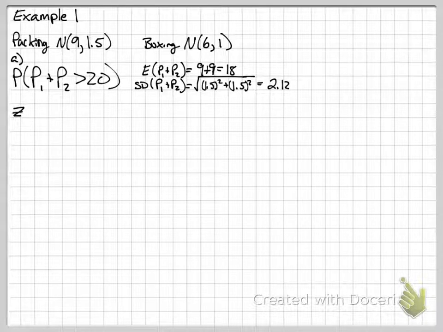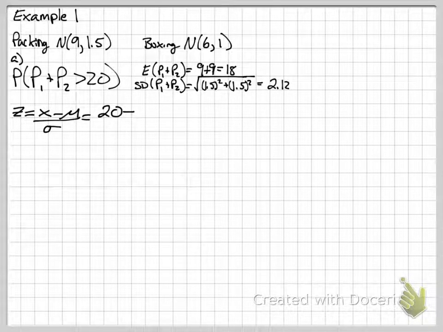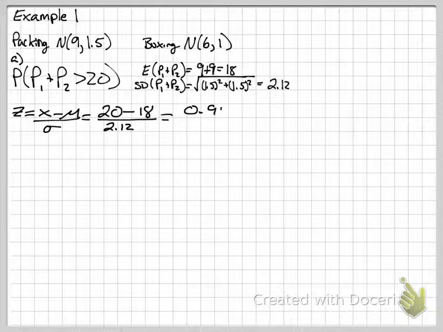Now, just in case you guys forgot, our z-score, if you remember, is our x value minus our mean divided by our standard deviation. So in this case, our x value that we're looking for is 20. So it's going to be 20 minus our mean, and we found that our mean was 18, divided by our standard deviation, 2 minutes and 12 seconds. And if we calculate that out, we get 0.94. Okay, so now we found our z-score.